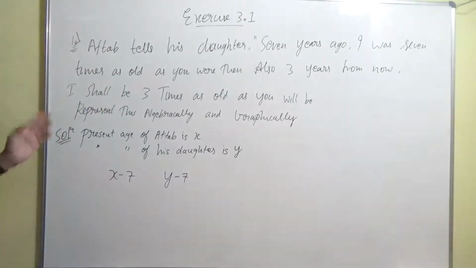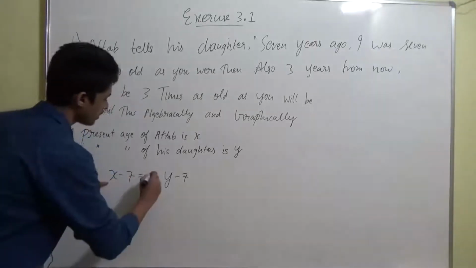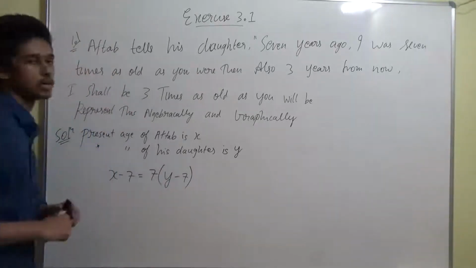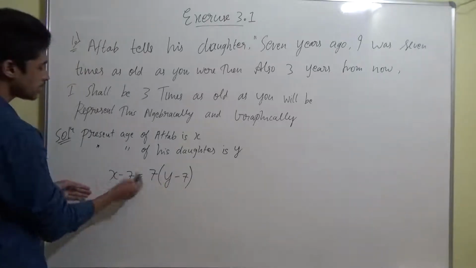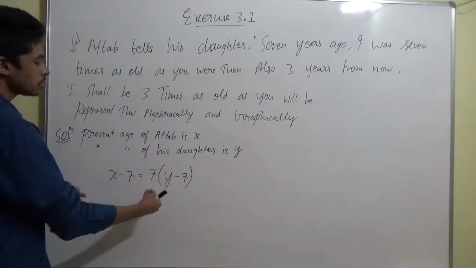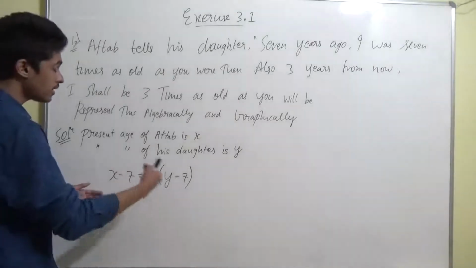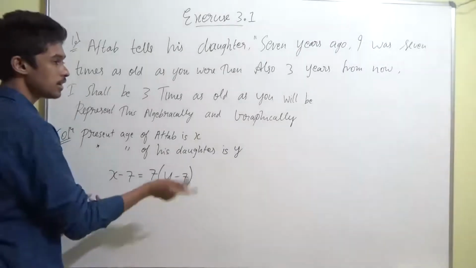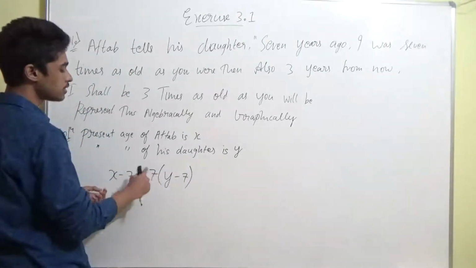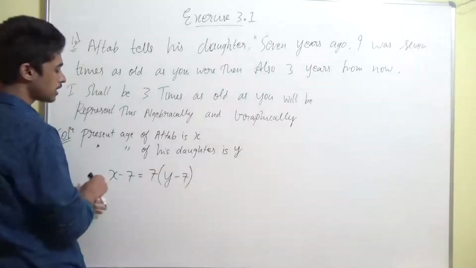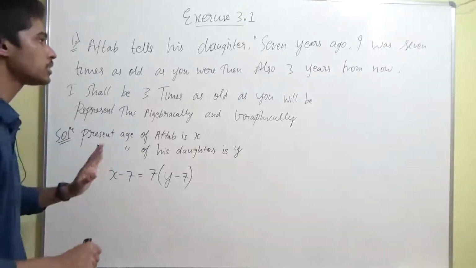So 7 years ago, he was 7 times as old as his daughter, correct? This was his daughter's age 7 years before, and this is his age 7 years before. He tells that before 7 years he was 7 times older than his daughter at that time. So this is his daughter's age at that time, and he tells that he's 7 times his daughter's age at that time. So it is 7 into his daughter's age is equal to his age 7 years back. This is the first equation which we can get.